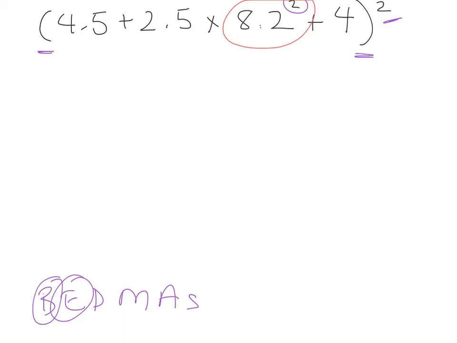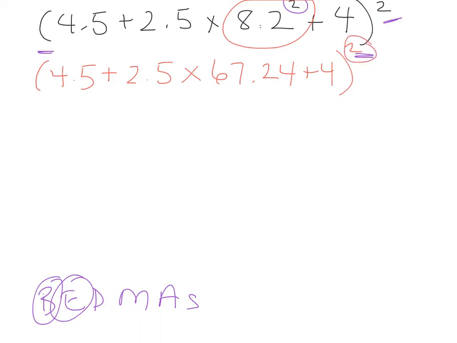So let's just do that next line. We keep the bracket, 4.5 plus 2.5 times 67.24 plus 4, close bracket, to the power of 2. Then we do the next step. We don't have any other powers to deal with within the bracket. Even though we have this power outside of the bracket, we deal with that later because we have to do everything that's within the bracket first.